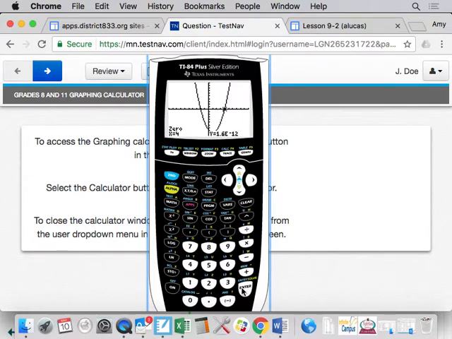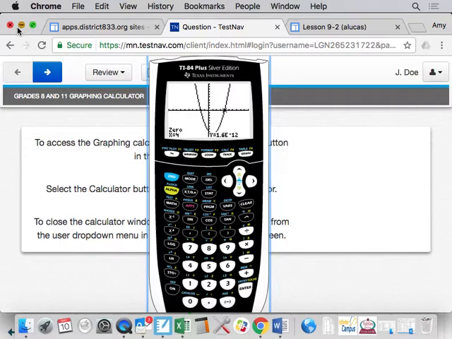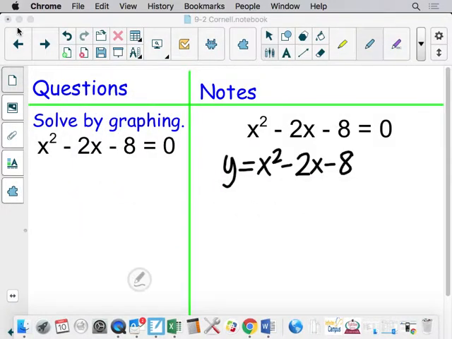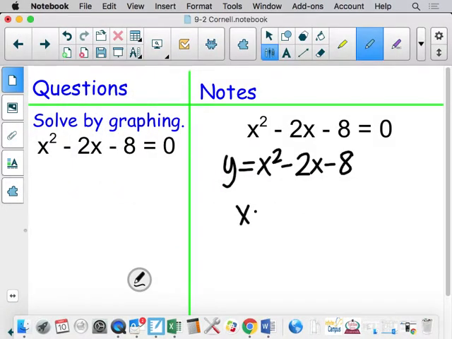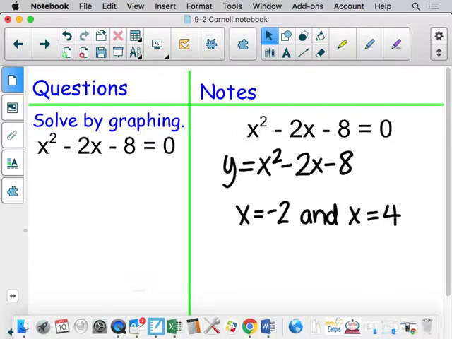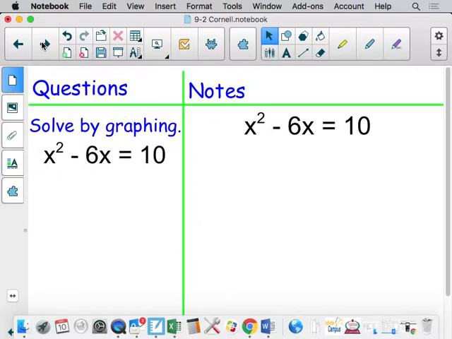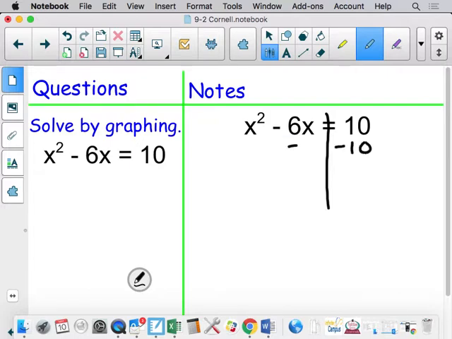So now if I go back to my lesson, we have found that x equals negative 2 and x equals 4 are the two x-intercepts for this quadratic. Our next quadratic, you may notice, has not been set equal to 0 yet, so I need to move the 10 over to the other side so that I have x squared minus 6x minus 10 equals 0.